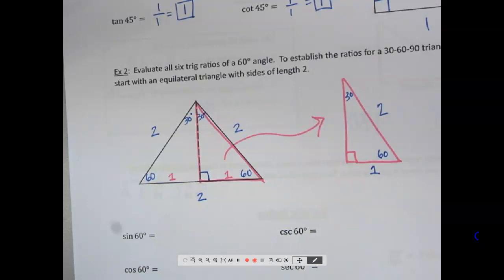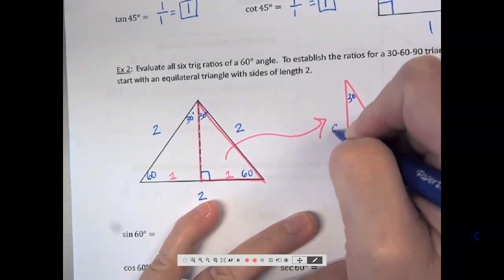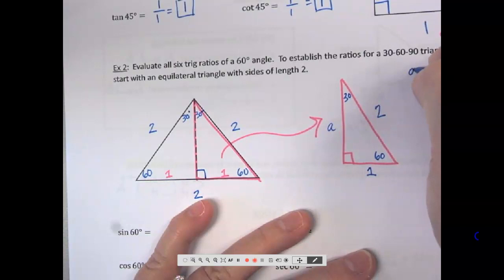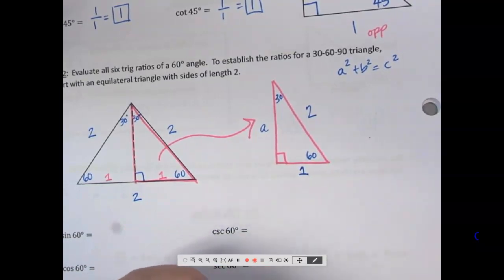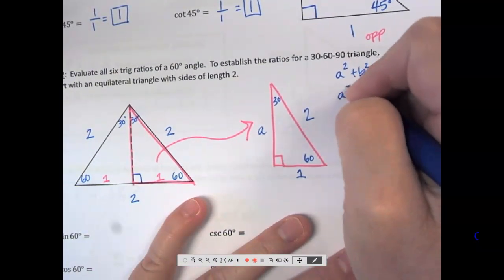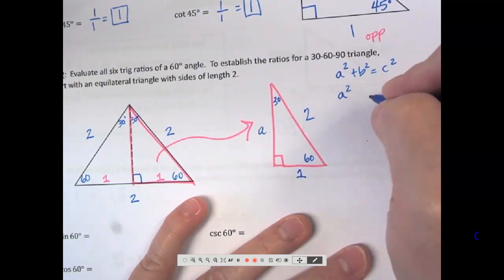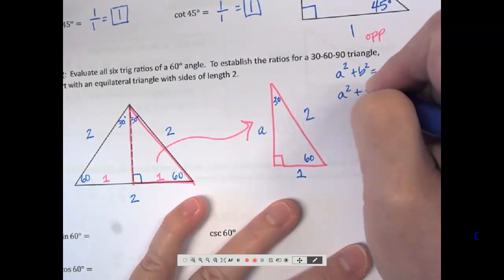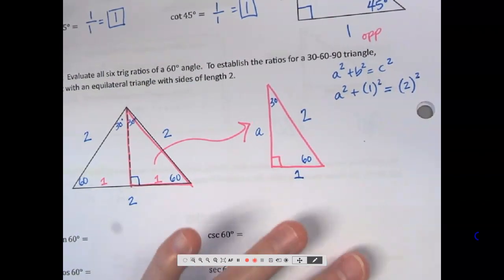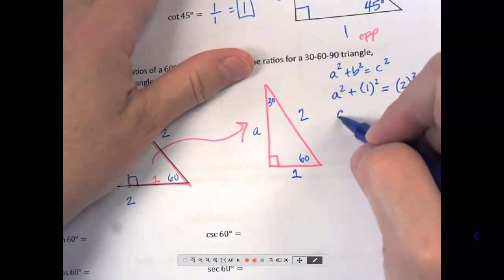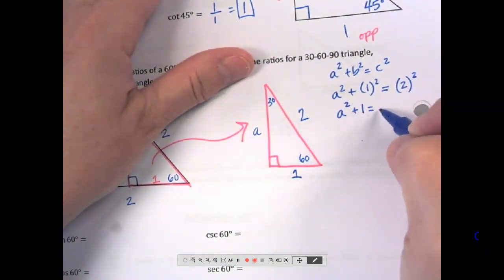Square 2, subtract 1 squared, and then square root it. Because you're using what? Pythagorean theorem. Okay, so let's just call this side A. Okay, I don't know what it is. A squared plus B squared is C squared. That's our Pythagorean theorem that you'll probably know to the end of your days. Right? Like that one's just locked away in your brain, isn't it? B squared was 1 squared, and C squared is 2 squared. So A squared plus 1 equals 4.